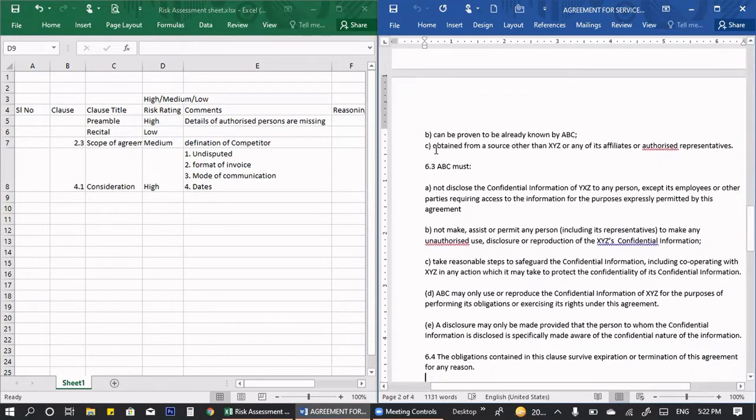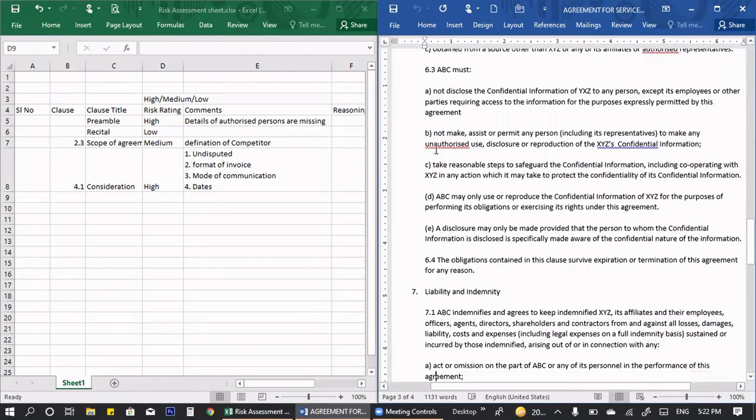And then ABC must, so there are some obligations regarding the confidential information. Non-disclosure of the confidential information, including cooperation with XYZ in any action. ABC may use or reproduce confidential information of XYZ for the purpose of performing its obligations or exercising its rights under this agreement. Okay, fine, okay with that. A disclosure may be provided. Obligations contained in this clause survive expiration or termination of this agreement for any reason.